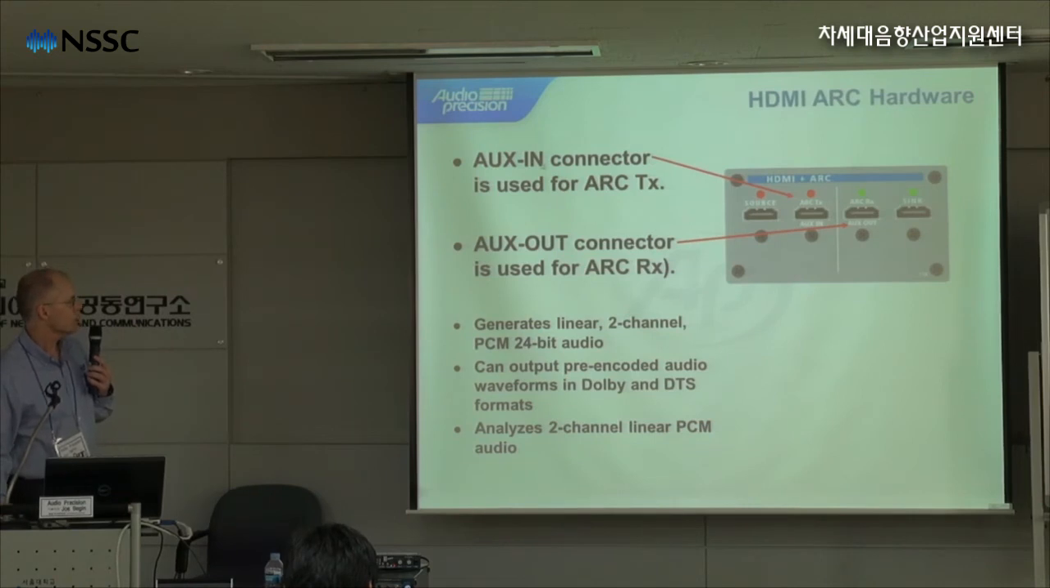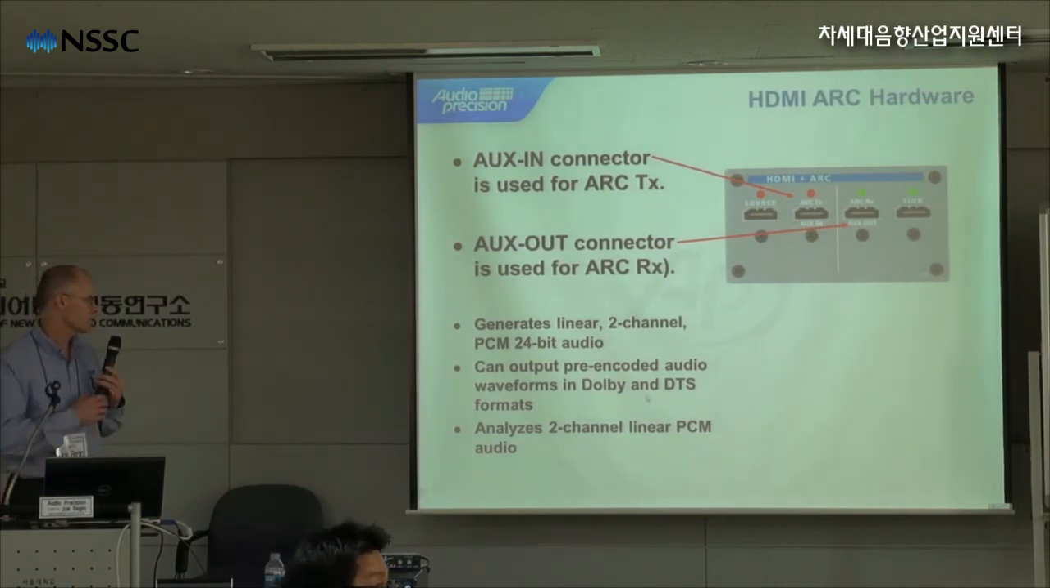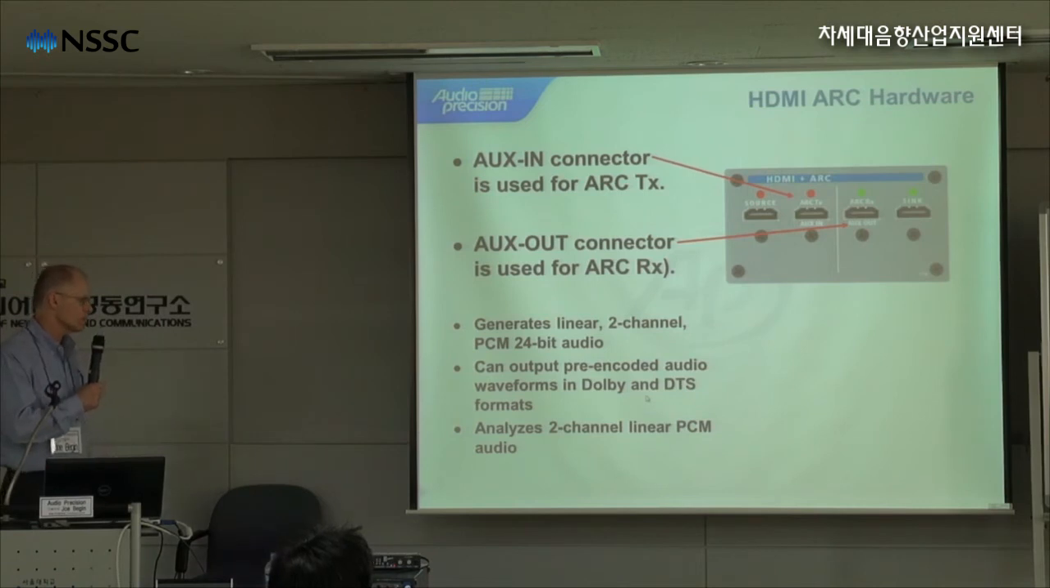As I mentioned, the aux-in connector is used for ARC transmit. The aux-out connector is used for ARC receive. This generates linear 2-channel PCM 24-bit audio. It can output pre-encoded audio waveforms in Dolby and DTS formats. And we can analyze 2-channel linear PCM.